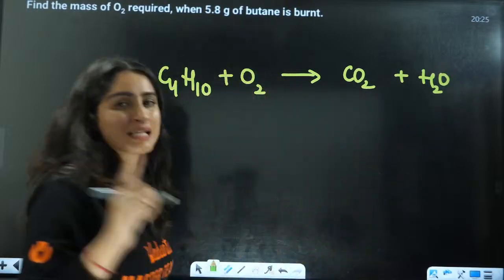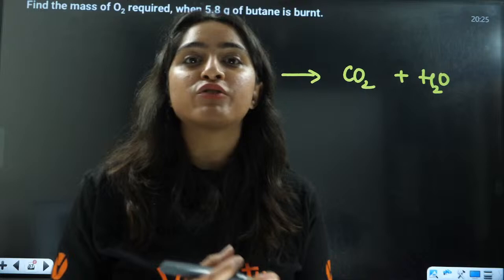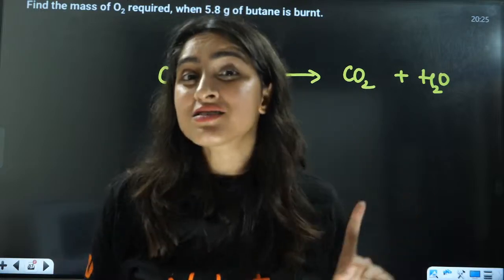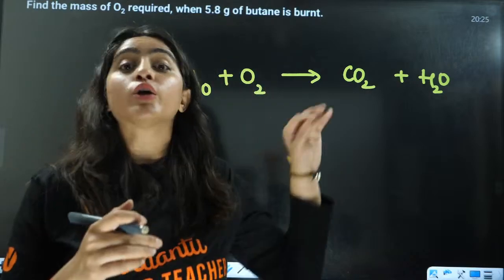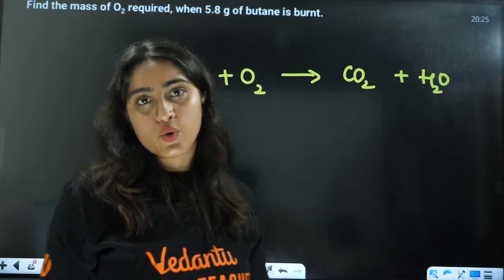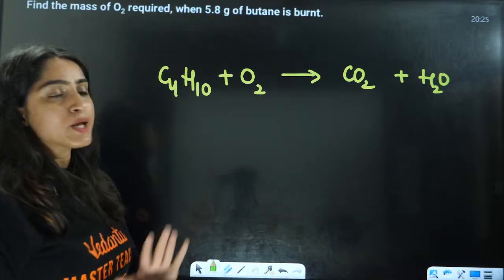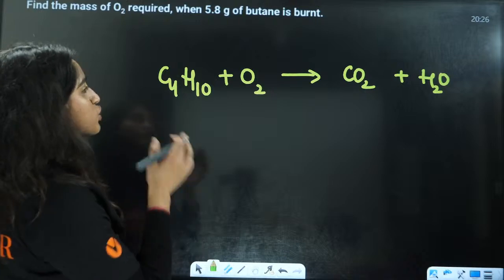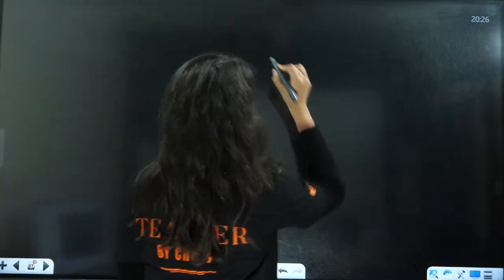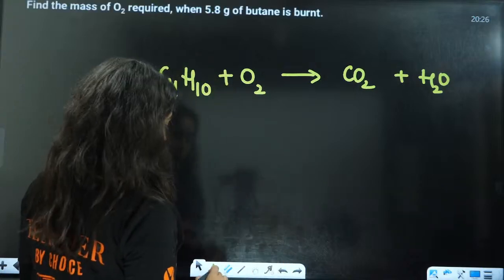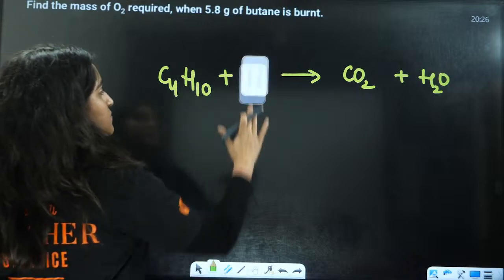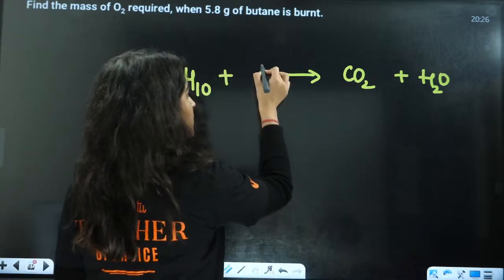The first step in stoichiometric questions is that you have to balance the equation. If you are not balancing the equation, the answer will definitely be wrong, right? So firstly balance the equation here. To balance the equation, I'll multiply everyone here. Let us balance this.